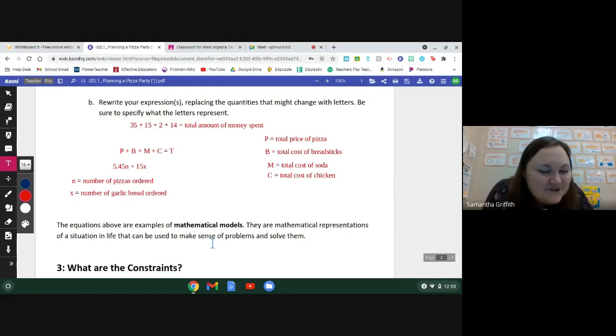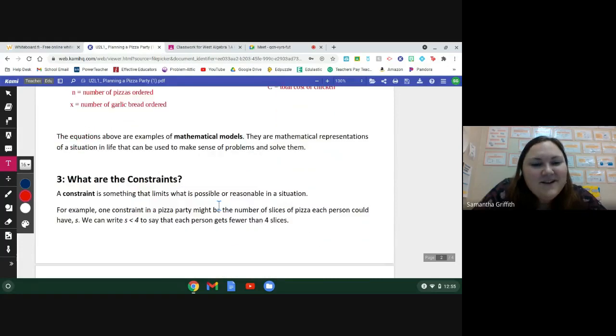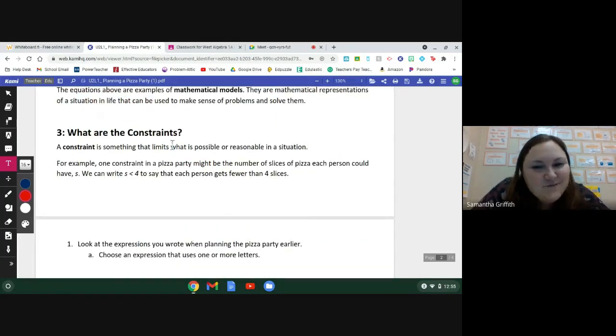Have you heard of the word constraint before? No. Okay. Yeah, something that stops you or holds you back. In math, a constraint is something that limits what is possible or reasonable in a situation. So an example for our pizza party: one constraint might be the number of slices of pizza each person could have, which we'll call S. If we write S is less than 4, that's saying that each person gets fewer than 4 slices.